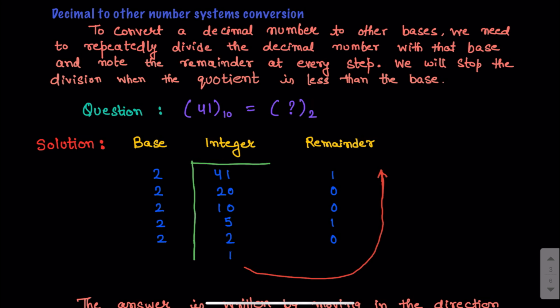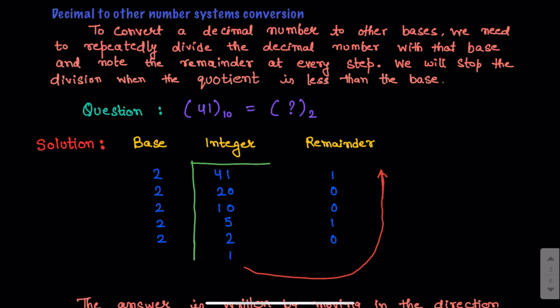So let us continue. At the next step I'll have 2 into 10, that is 20. The remainder would be 0. Again I'll divide. 2 into 5 is 10. Again the remainder is 0. 2 2s is 4. I have a remainder 1. And finally 2 1s is 2. I get the remainder 0. And you see this quotient is less than the base, that is 2. And hence you have to stop.